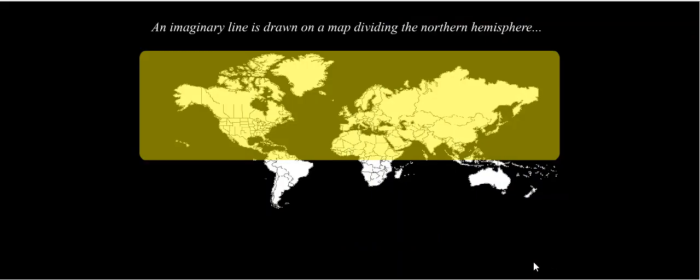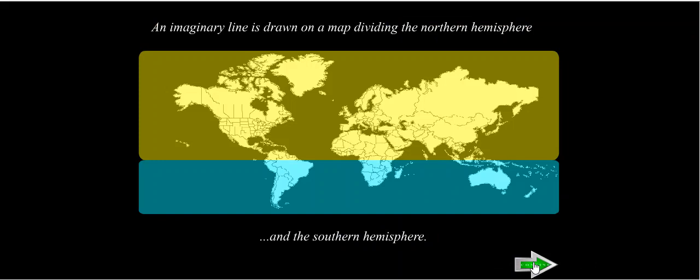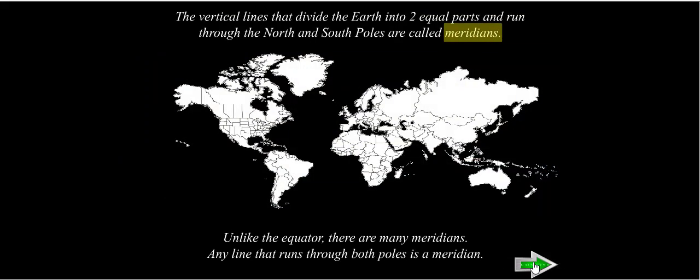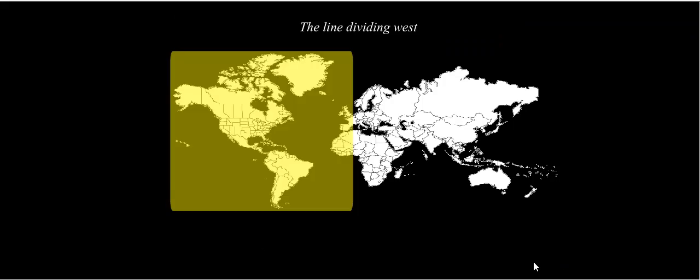An imaginary line is drawn on a map dividing the northern hemisphere and the southern hemisphere. The line is called the equator. The vertical lines that divide the Earth into 2 equal parts and run through the north and south poles are called meridians. Unlike the equator, there are many meridians. Any line that runs through both poles is a meridian.